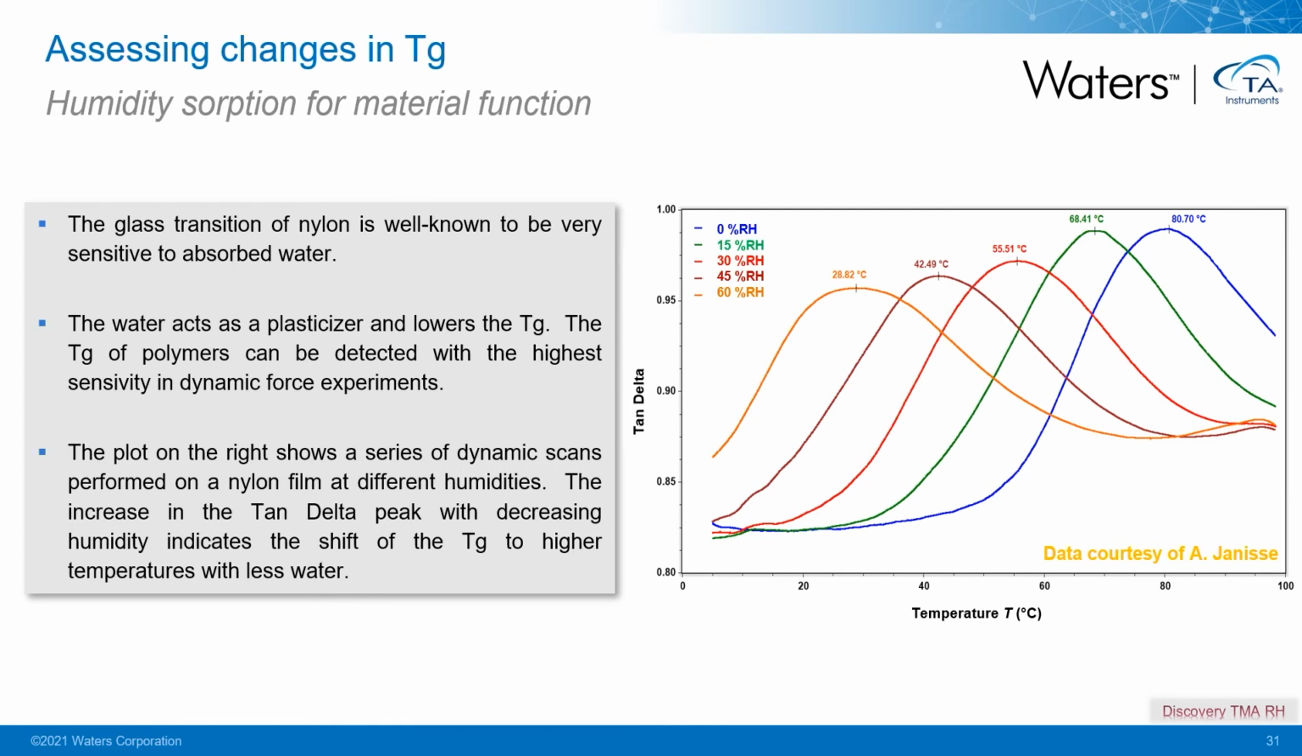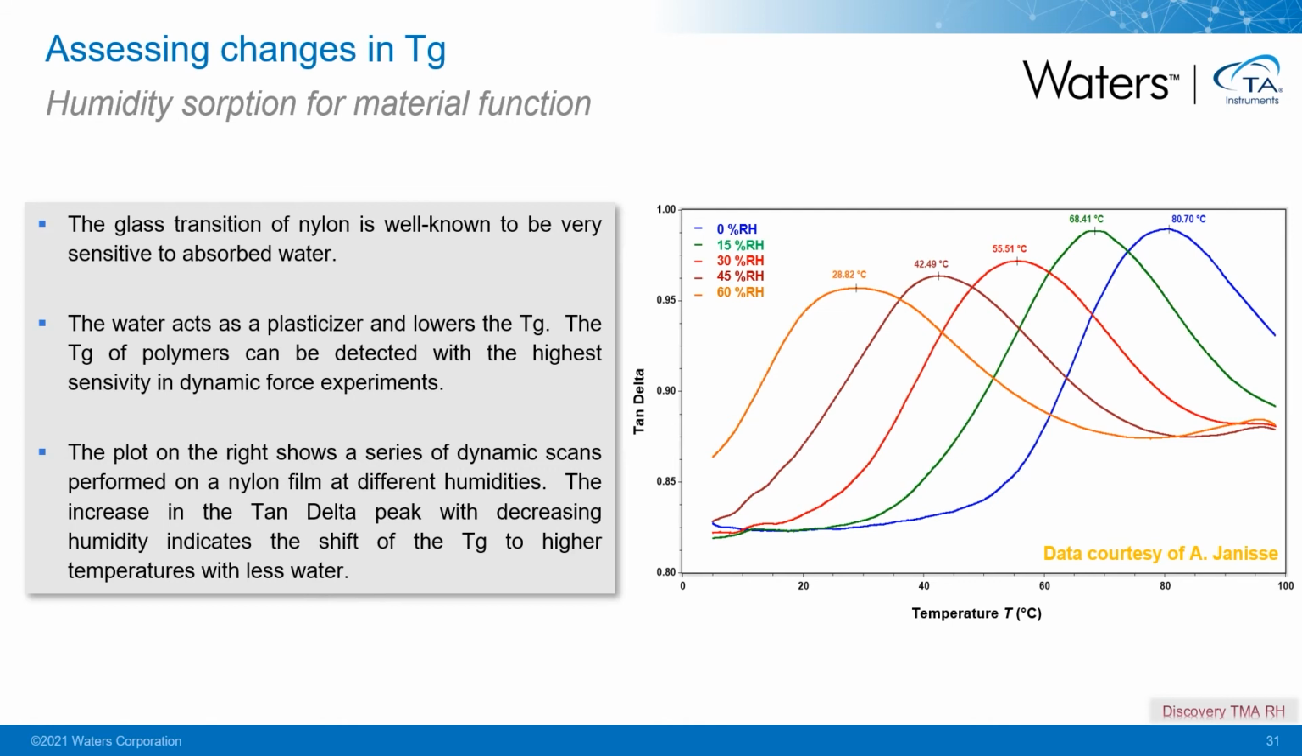So on the blue curve, this is done at 0% RH, and we ramp the temperature under dynamic conditions again. So we're modulating the force. And now we're looking at the tan delta versus temperature. And the tan delta is the ratio of the loss modulus to the storage modulus. In the previous data that I showed you, I was plotting storage modulus on one axis and loss modulus on the other. Here we're taking the ratio of those two components.